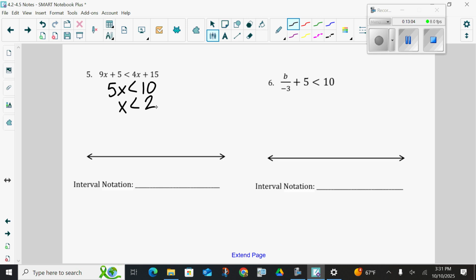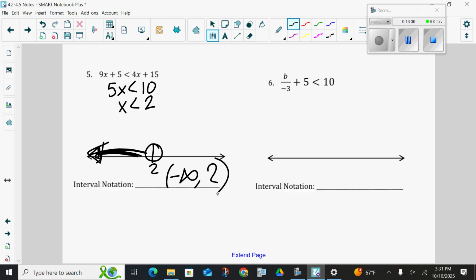I did not need to flip my sign this time because I divided by a positive number, not a negative number. So to graph this, I'm going to put a point at 2. I should have an open circle, and I should be going in the negative direction. Our interval notation should be -infinity to +2, both with parentheses around them.